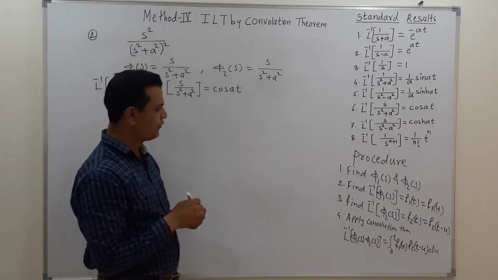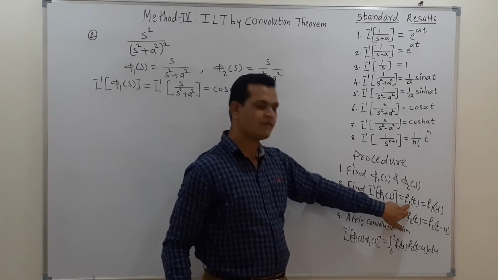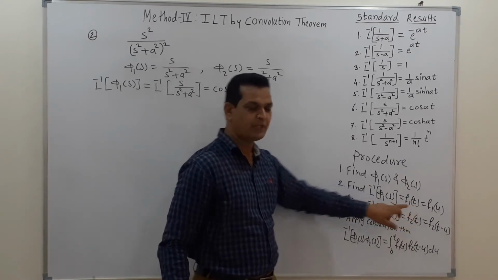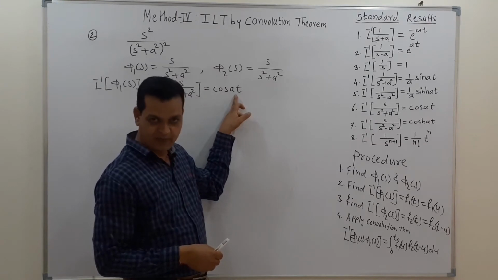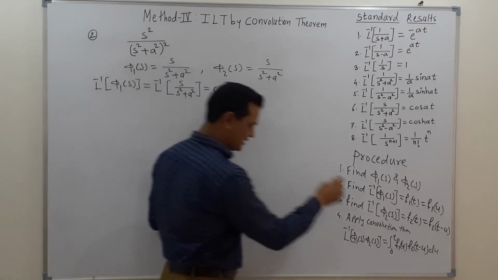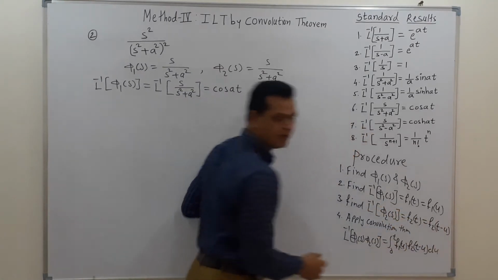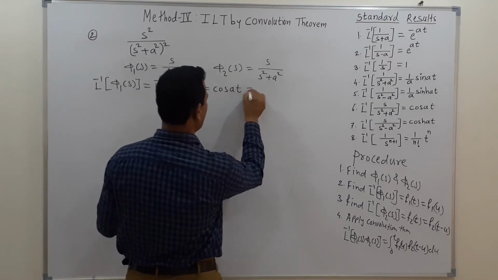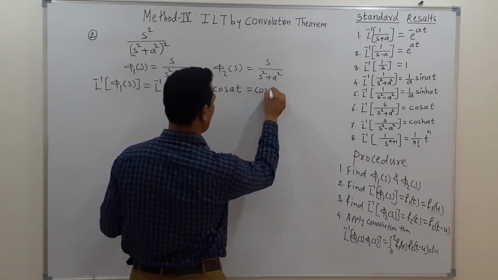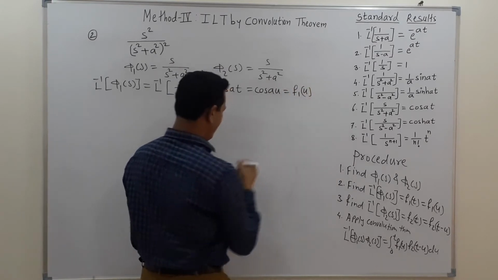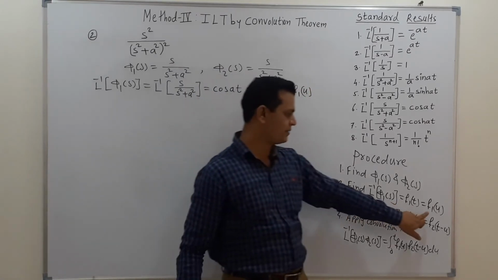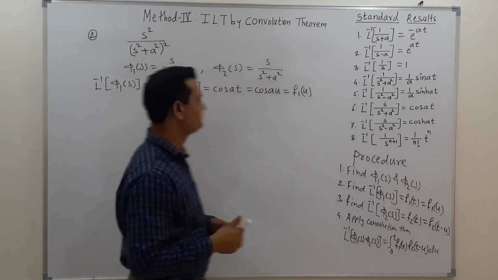Whatever value we are getting here, we denote this value by f1 of t. That means we get the solution in terms of the variable t. Then this step says to replace t by u. So if we replace t by u, we get cos of au, and this is the value of our first function, which is denoted by f1 of u.